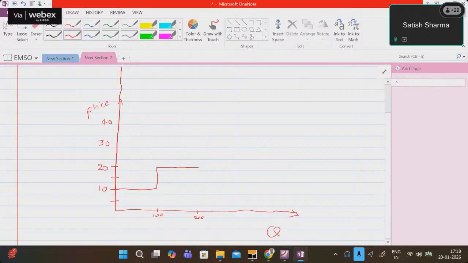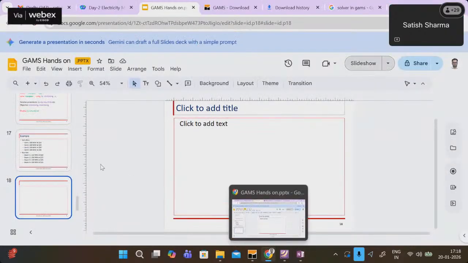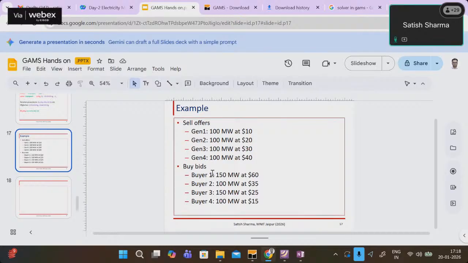200. Then we will have it up to 300, and let's say this is 400, at a price of 40. So these are generator 1, generator 2, generator 3 and generator 4. What was the buyers? So buyer 1 is 60, 35, 25 and 50.